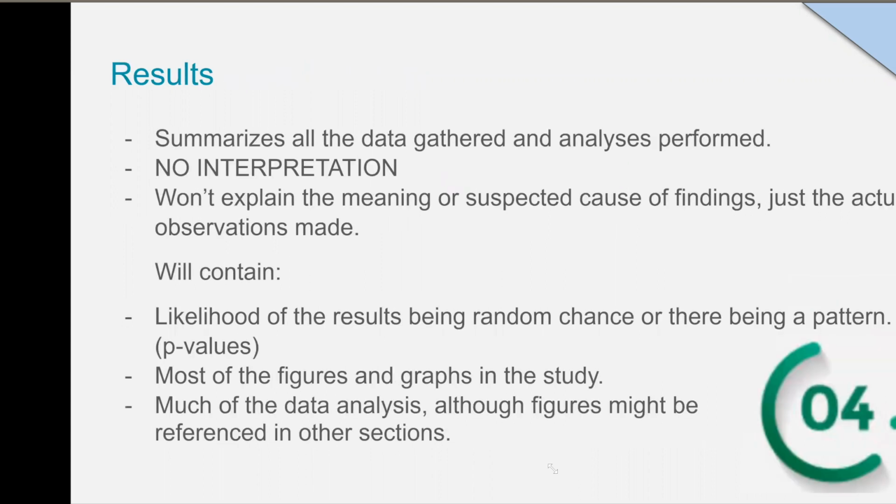Then there's the results. So this summarizes all the data gathered and analysis performed. This has no interpretation. So this is not going to be, well, we think this means, this is not going to be, well, this is why we think this happened. This is just going to be, this is how we gathered it. This is what we saw. It will not explain the meaning or suspected cause of findings, just the actual observations. And it will contain the likelihood of results being random chance or there being a pattern. This is what's known as p-values or probability values.